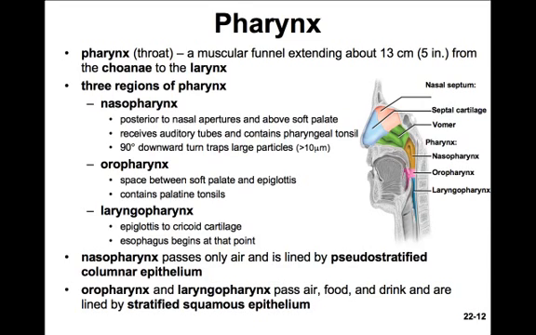The oropharynx is the space between the soft palate and the epiglottis, and it contains the palatine tonsils. Lower down, we have the laryngopharynx. The laryngopharynx runs from the epiglottis to the cricoid cartilage, which is where the larynx begins. In the nasopharynx, we'll see pseudostratified columnar epithelium, and only air passes over that surface. However, in the oropharynx and laryngopharynx, not only air passes, but food and drink also pass across it. Thus, it's going to be lined by stratified squamous epithelium.